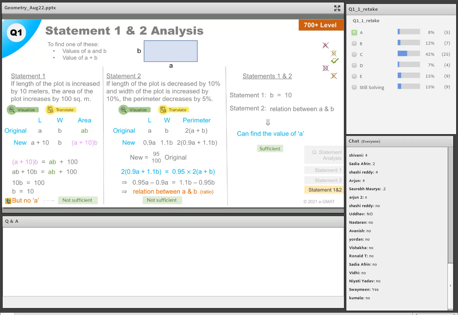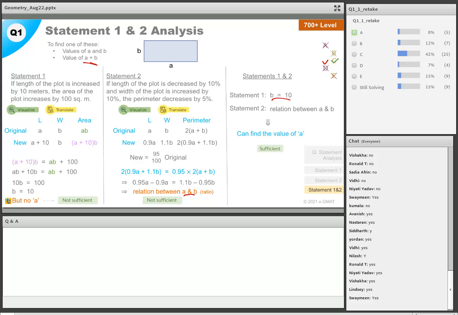Now, through the second statement's analysis, we got a relationship between A and B, right? From the first statement, we have the value of B. If we have the value of B and a relationship between A and B, can I calculate the value of A? Yes or no? I definitely can. If I can calculate the value of A, getting to the value of A plus B becomes very, very easy for me. If I can get to the value of A plus B, that suffices my answer. So, the answer choice for this question is choice C.